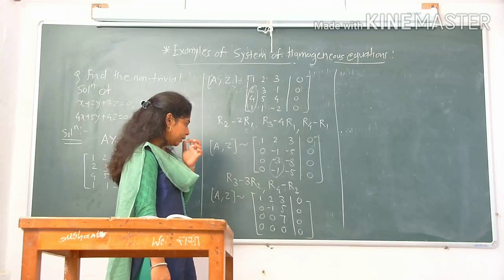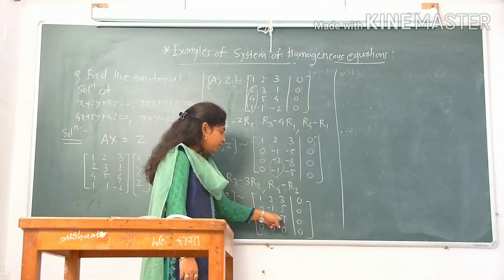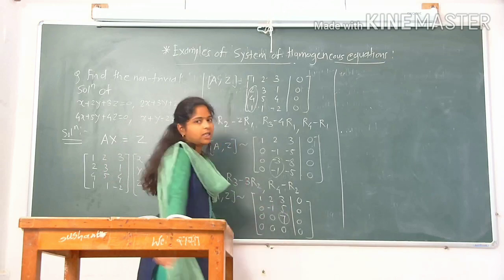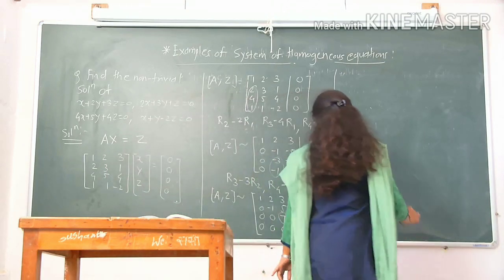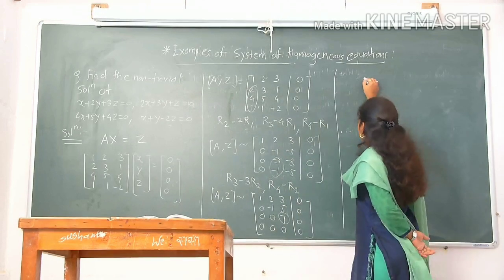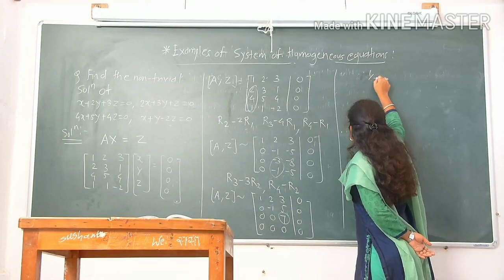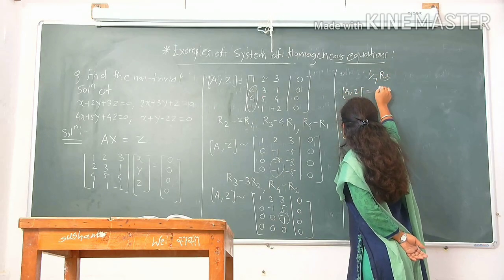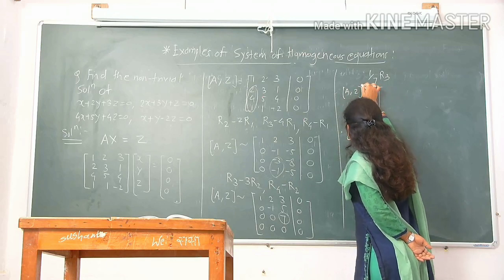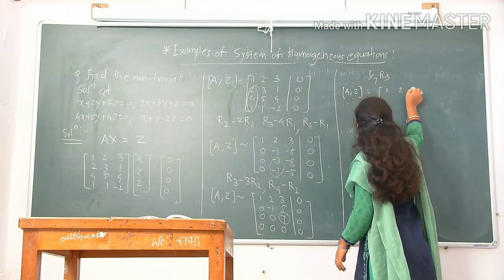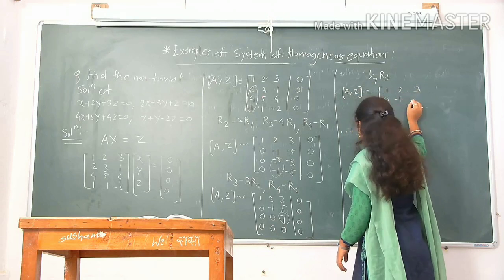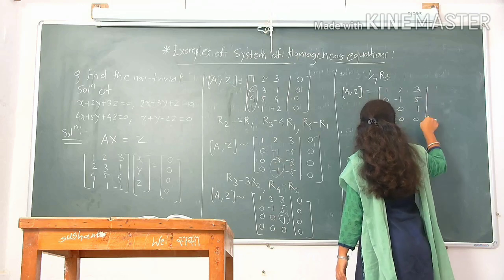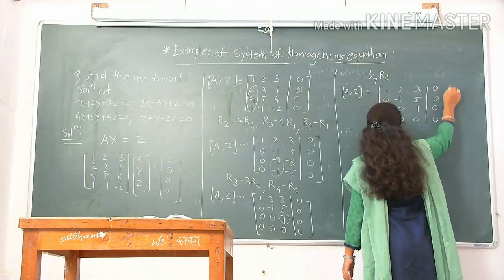Now we have to make these elements to be 1. 7 is also fine here, but we make 1 here. So by performing 1 by 7 R3, we get augmented matrix AZ equal to 1, 2, 3, 0, minus 1, minus 5, 0, 0, 1, 0, 0, 0. Here all the elements are 0.